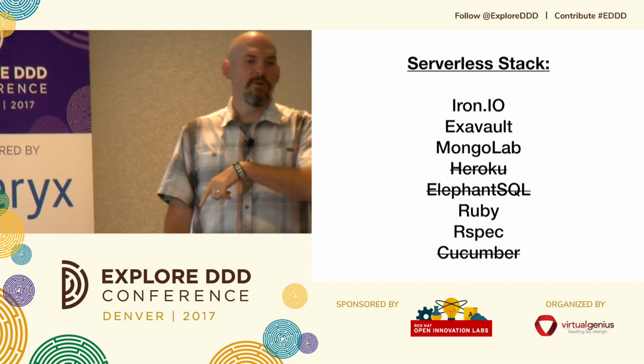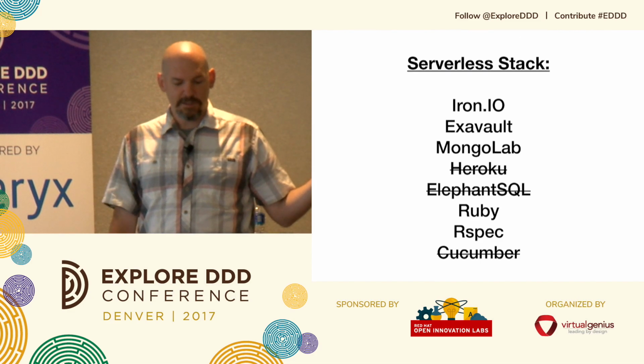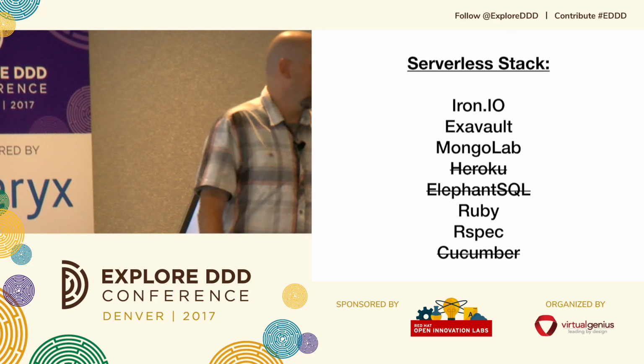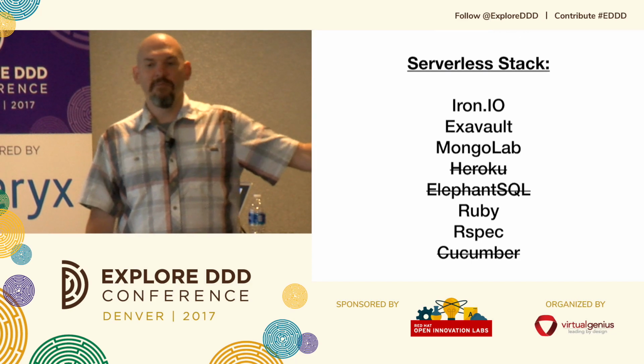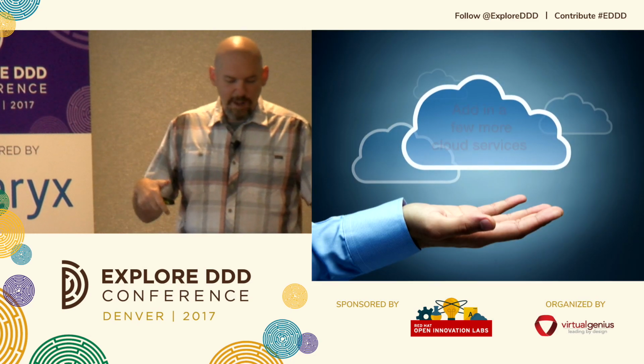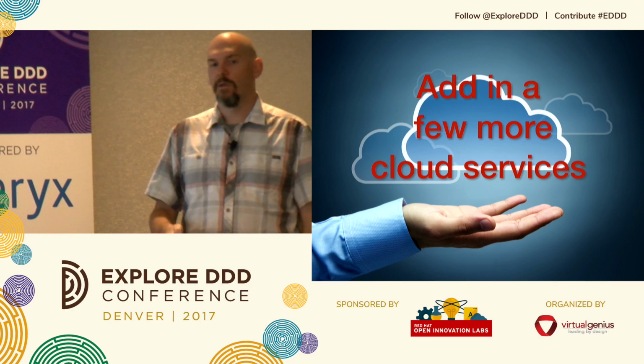So let's get rid of Heroku. Let's get rid of Postgres. And while we're at it, we got rid of Cucumber. I could talk about that later, but it didn't add any value above and beyond RSpec for testing. And along the way, let's add in a few more cloud services.